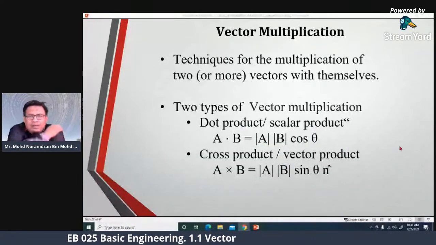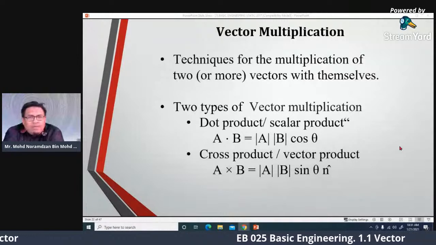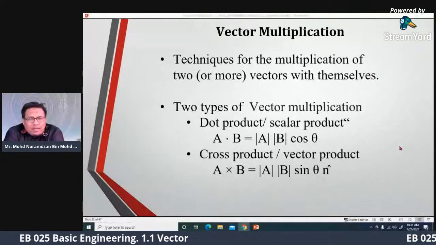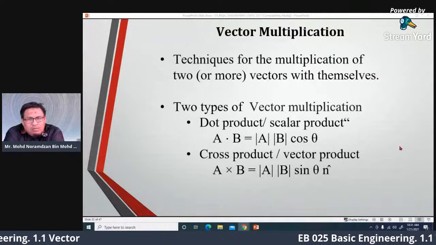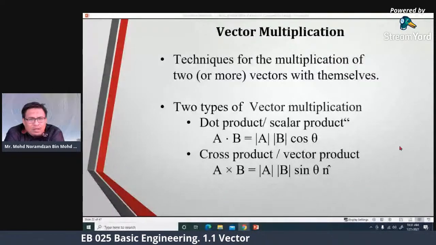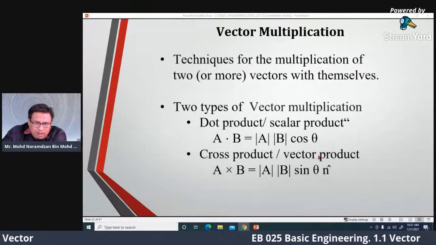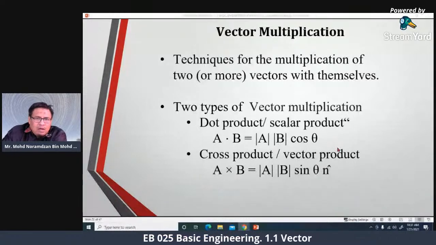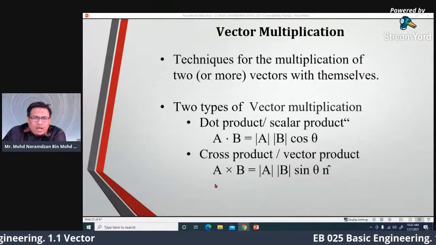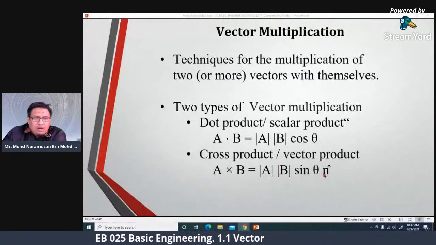Vector multiplication. This is the technique of multiplication of two or more vectors with themselves. There are two types of vector multiplication. Dot product, or another name, scalar product: A dot B equals magnitude of A times magnitude of B times cos theta. Cross product, or another name, vector product: A cross B equals A B sin theta.